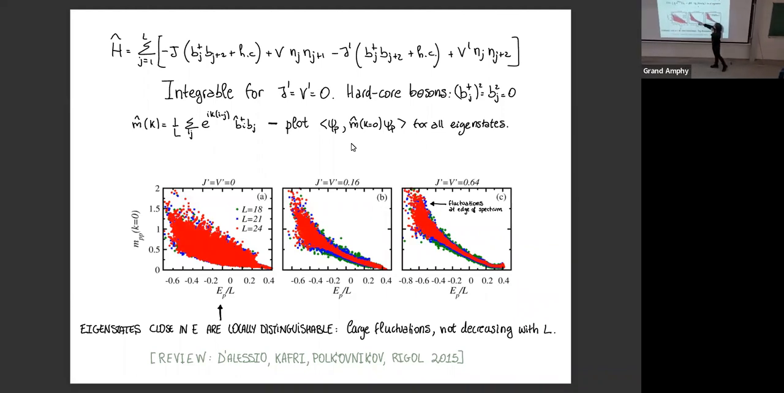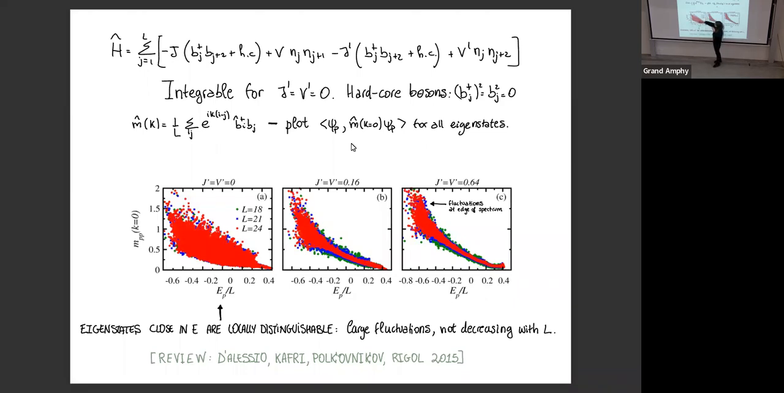Now, what they do in this numerics is to diagonalize this Hamiltonian exactly. So they compute the eigenstates, and then they look at the expectation value of the momentum operator for k equal to 0. And what you see are scatter plots. So this is the many-body spectrum as a function of energy density, so energy divided by the length of the chain. And all the dots are the value of this operator sandwiched on the eigenstates of the Hamiltonian at the given energy density. Now, the integrable case corresponds to this picture here. And what you see is that indeed, if you fix a value of the energy density, you have a large spreading of this expectation value.